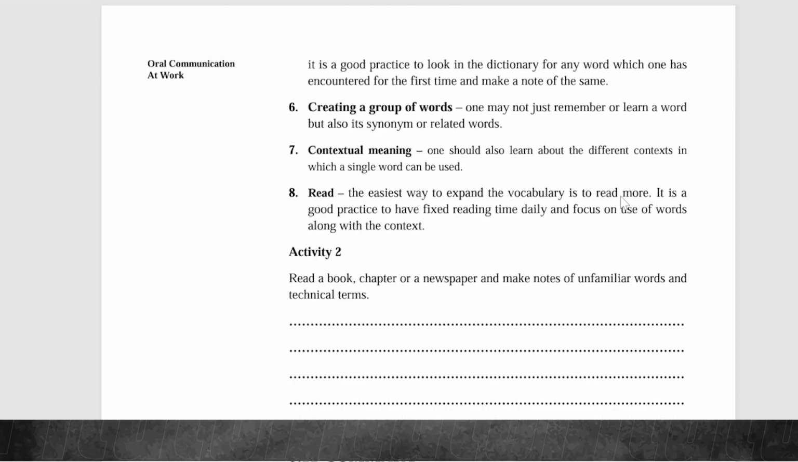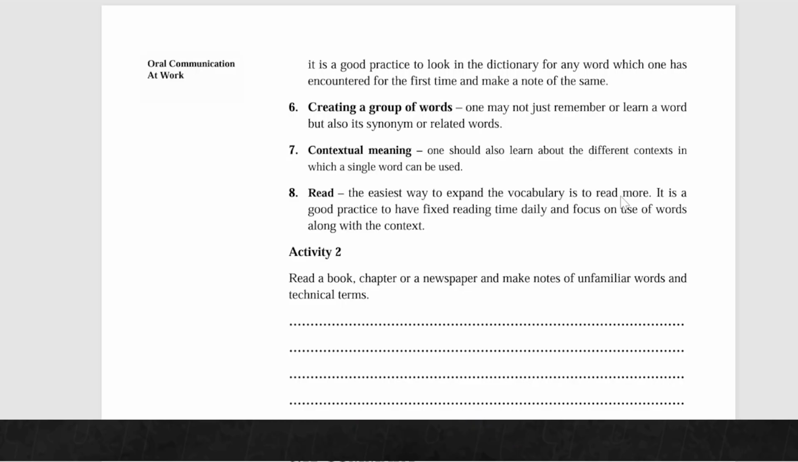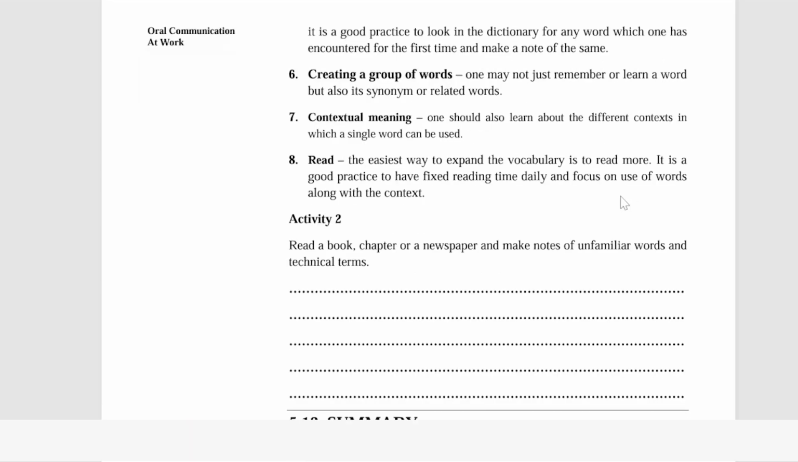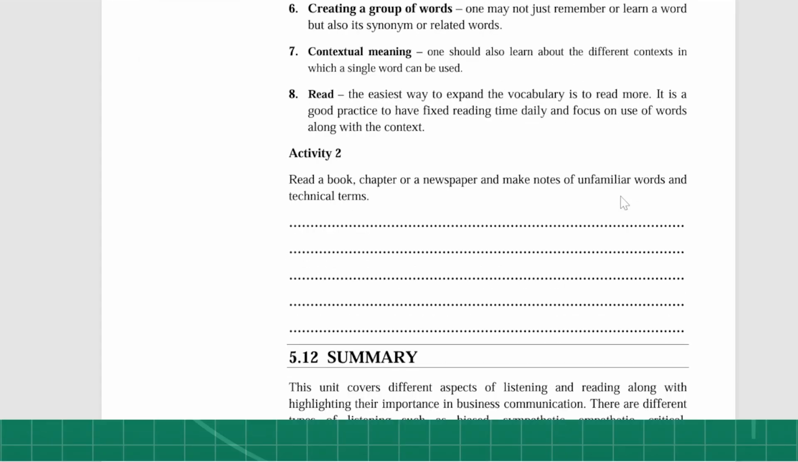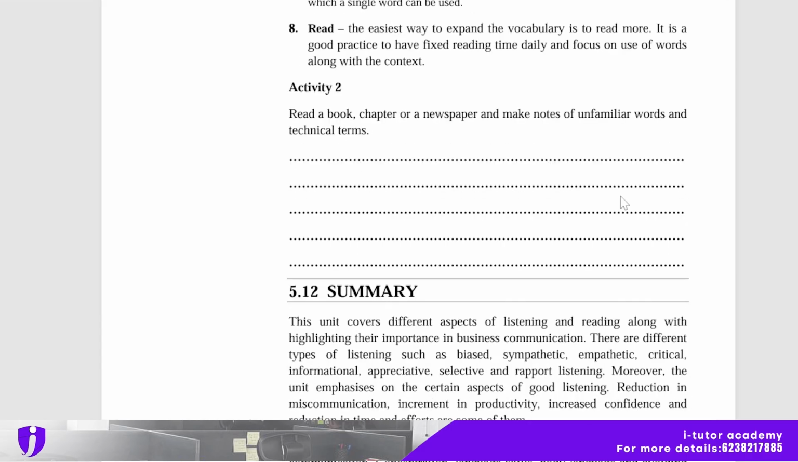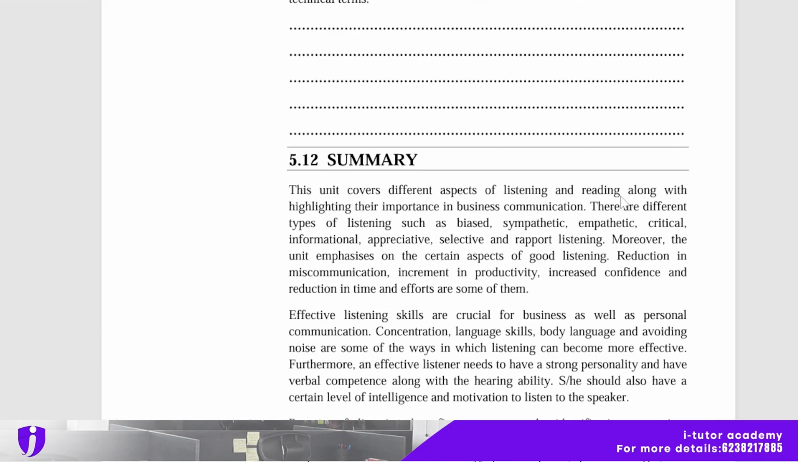Creating a group of words. One may not just remember or learn a word but also its synonyms or related words. Contextual meaning. One should also learn about the different contexts in which a single word can be used. Read. The easiest way to expand the vocabulary is to read more. It is a good practice to have a fixed reading time daily and focus on use of words along with the context. And the summary is here.